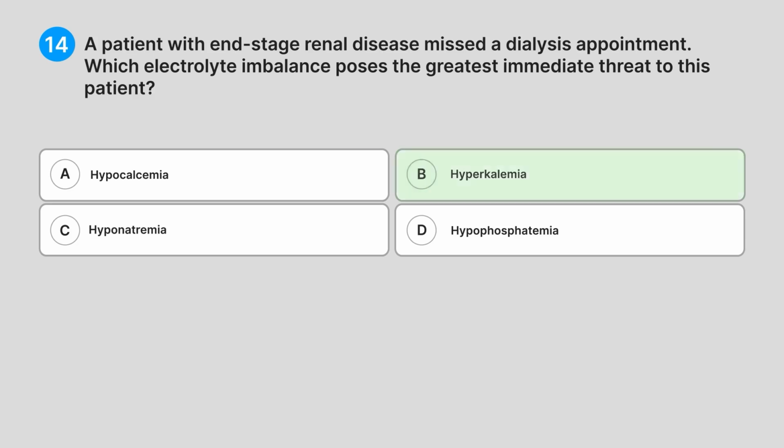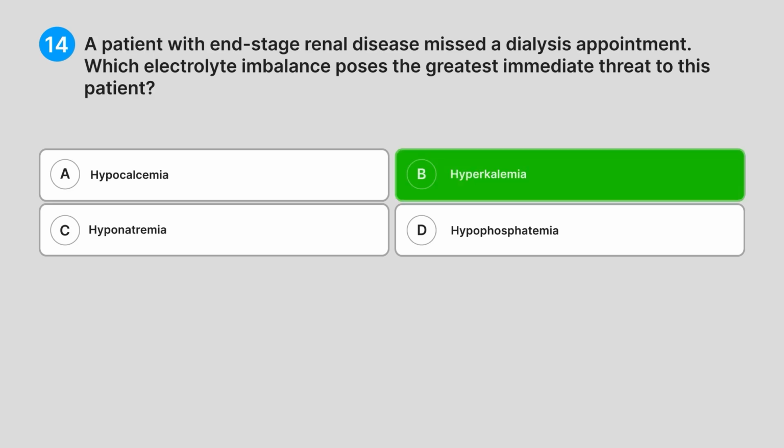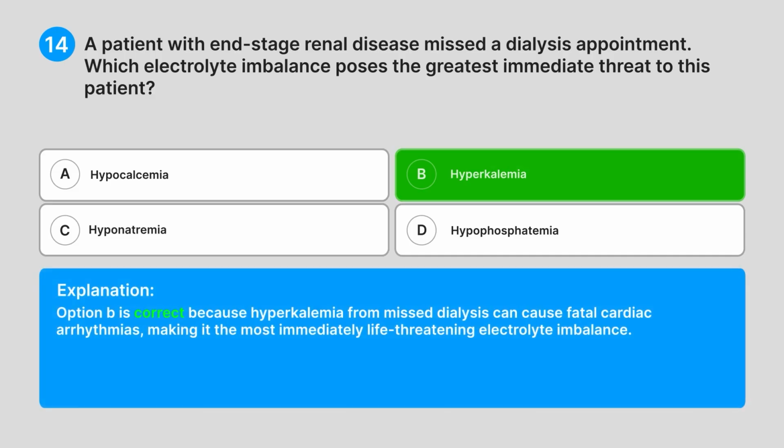Correct answer, B. Hyperkalemia. Explanation. Option B is correct because hyperkalemia from missed dialysis can cause fatal cardiac arrhythmias, making it the most immediately life-threatening electrolyte imbalance.